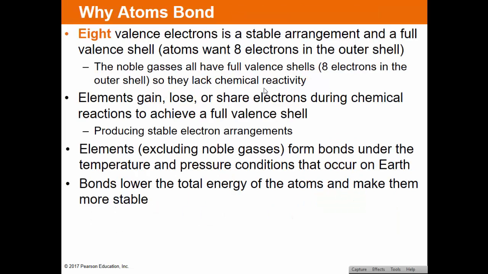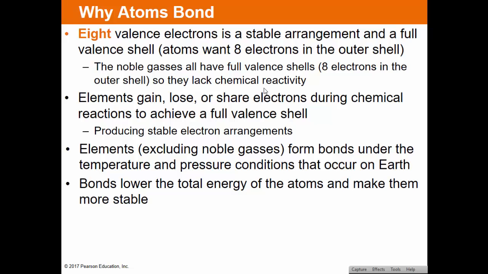All right, so we talked about valence electrons, the electrons in that outer shell. The atom wants to have 8 electrons in the outer shell. It can have up to 8. If it doesn't have 8, it's less stable. If it does have 8, it's very stable. So 8 valence electrons is a stable arrangement, a full valence shell. The noble gases all have full valence shells, 8 electrons in the outer shell, so they don't react with anything chemically.